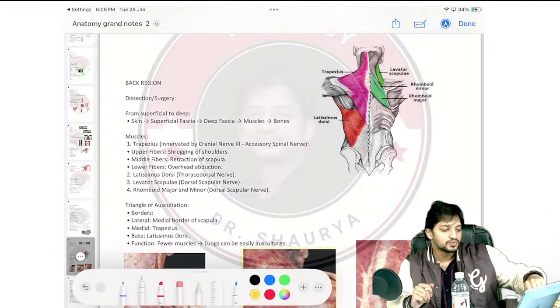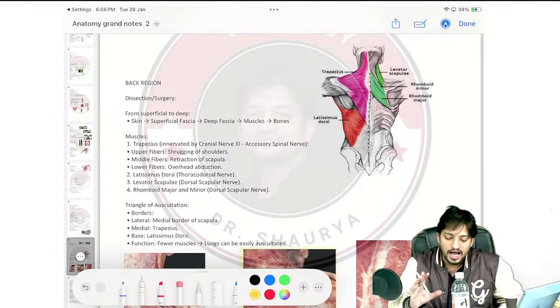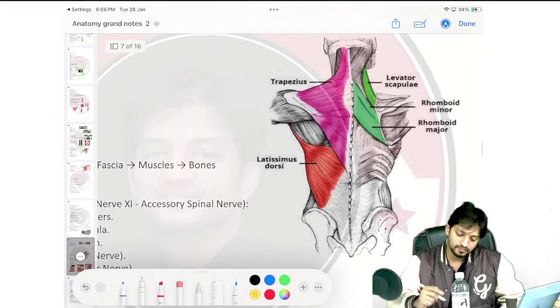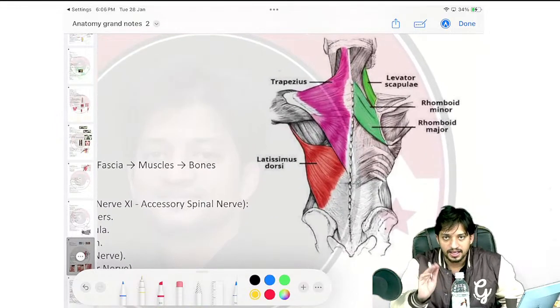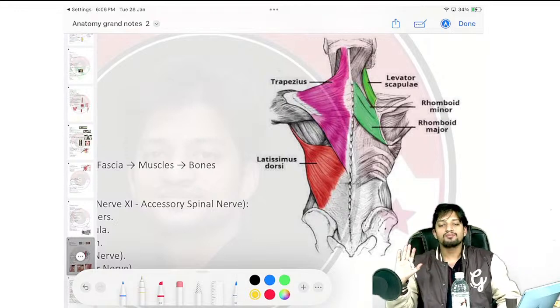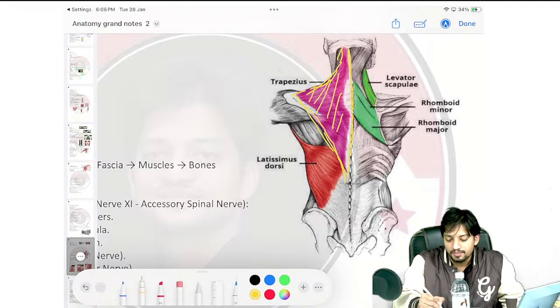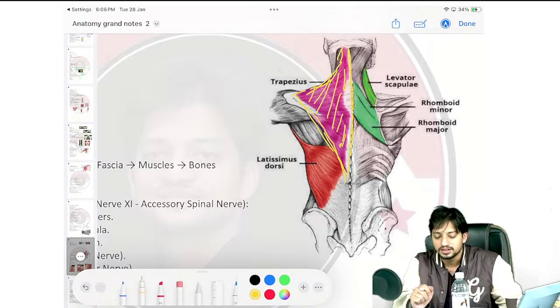Okay guys, so now just have a look. I will now help you in identifying certain muscles. How to identify different muscles? Have a look here. Here at the back region, major important muscles, you can see a triangle shape, right? A triangle shape muscle present at the back region.